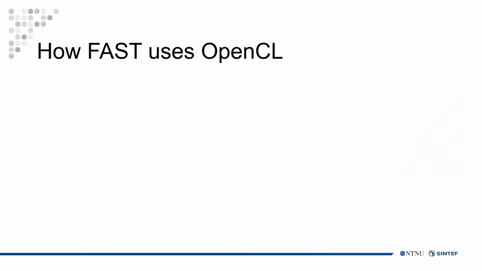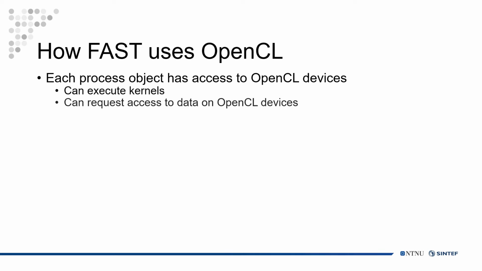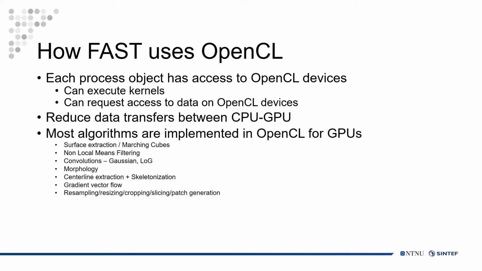The way FAST uses OpenCL is that each process object has access to OpenCL devices, meaning that it can execute kernels and can request access to data on OpenCL devices. It reduces data transfers between CPU and GPU by having almost all the image processing algorithms and visualization algorithms implemented in OpenCL for GPUs. And there are quite many of these algorithms that are now implemented and included in FAST.